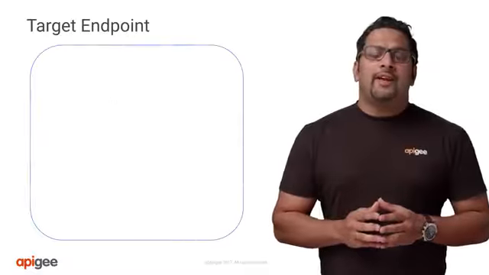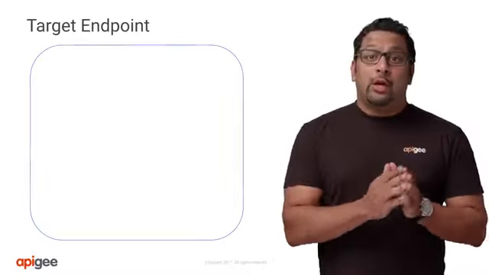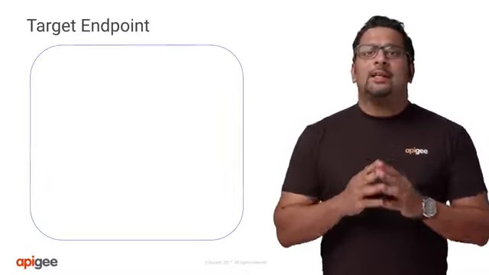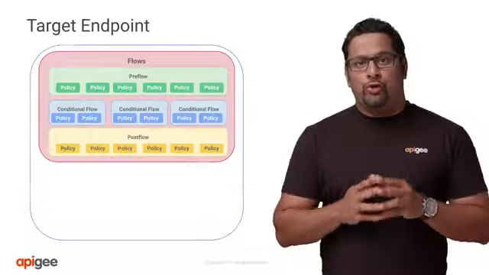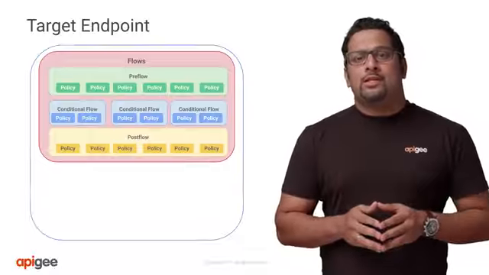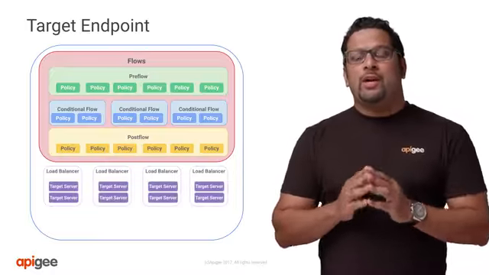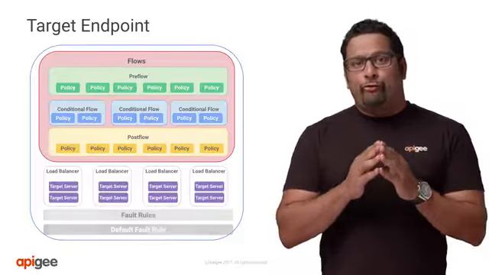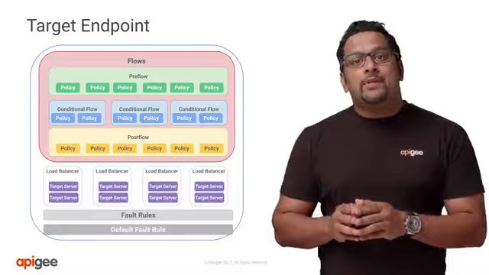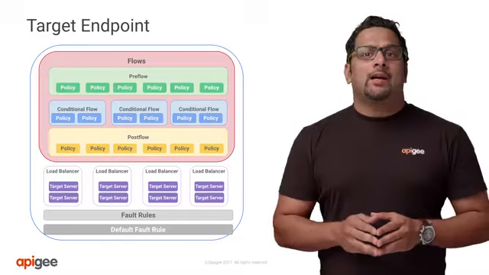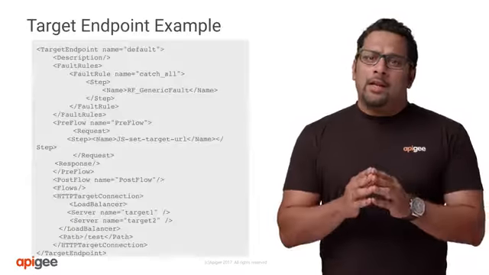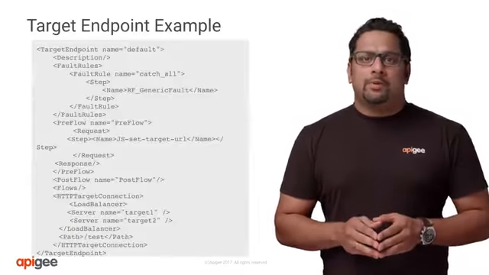Target endpoint defines the way the API proxy interacts with your backend services. It has the following components: flows to control and execute policies similar to the proxy endpoint, load balancer that define one or more named target servers, and fault rules to define what happens when a policy fails or when the target returns an error. Let's take a look at the target endpoint example.